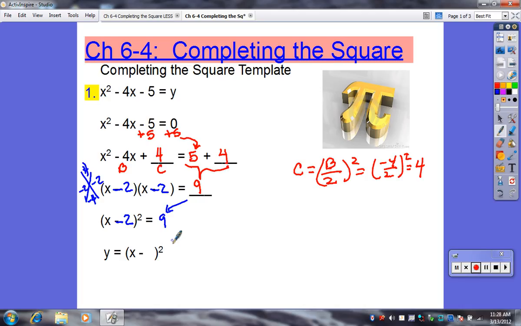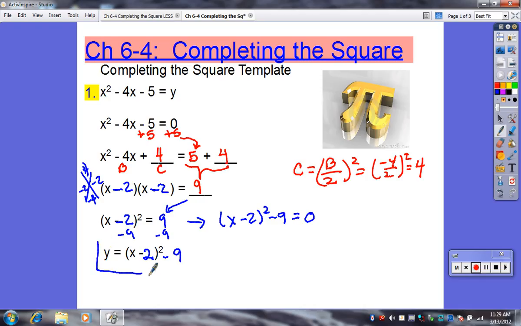Last step is to subtract 9 from both sides, so to move this over. And so what essentially you will see is x minus 2 squared minus 9, set equal to 0. And we'll just put the y back in its place. So I just moved the y to the other side instead. So our answer is y equals x minus 2 squared minus 9.